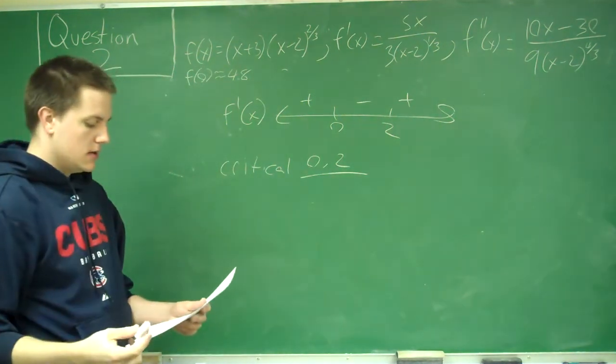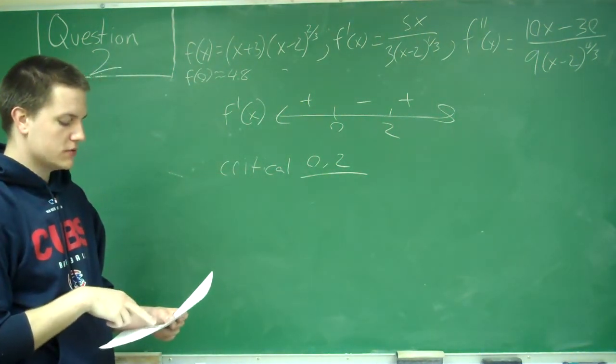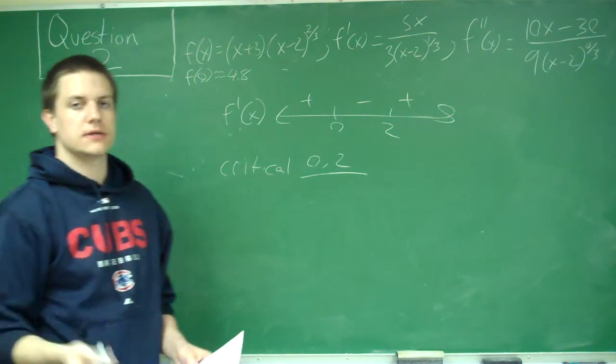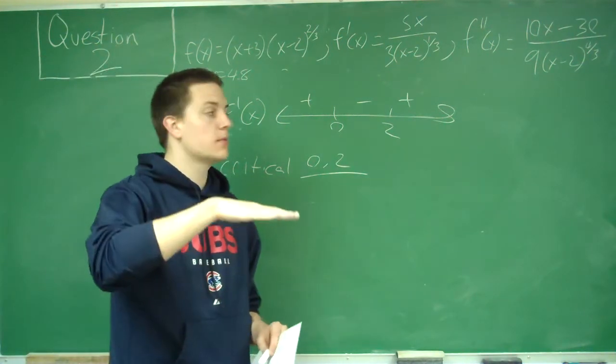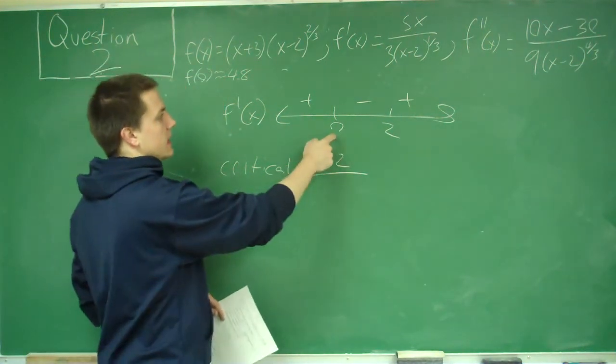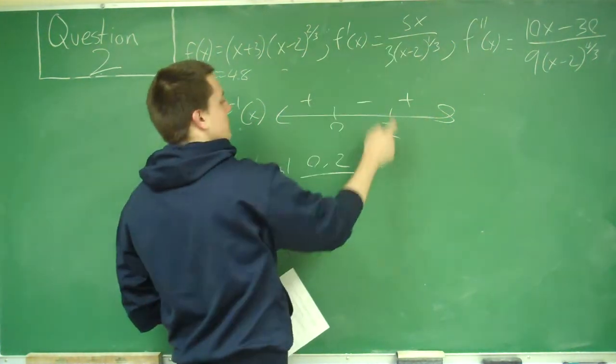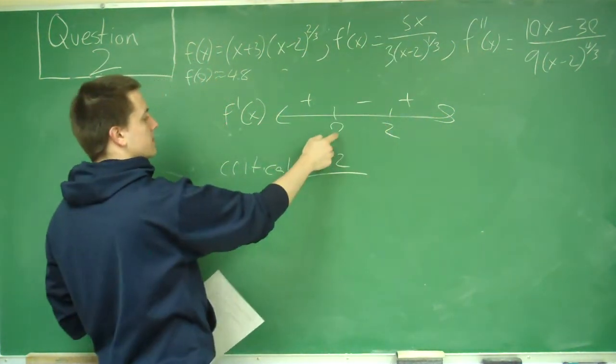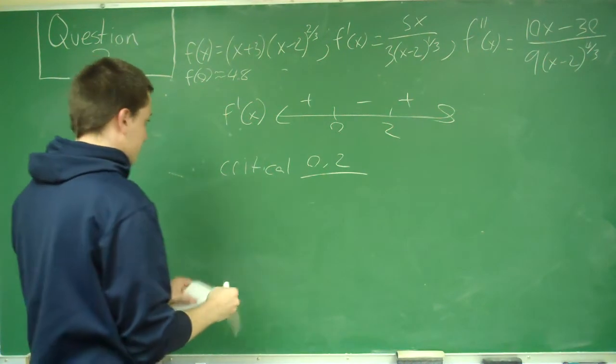Alright, and it says next, f of x has a horizontal tangent where? So horizontal tangent is when the slope is 0. So remember, this came from when the numerator was 0, this came when the denominator was 0. So this is going to be the horizontal tangent.